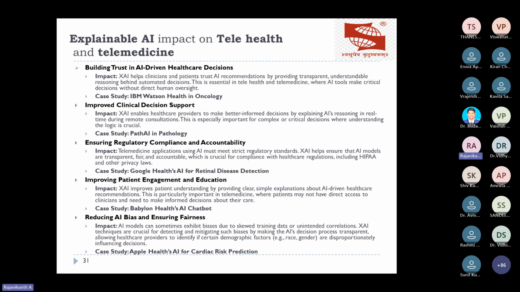So the Google Health AI for retinal disease detection is nothing but eye disease detection. It's a case study that we can see, which is already in place. We can always experience that as well. Then next, I already use this example when I'm talking about use of generative AI, that is the Babylon Health AI chatbot, right? And next we have Apple Health's AI for cardiac risk prediction, which reduces bias and ensures fairness. So these are all the various case studies available to understand the impact of artificial intelligence on telehealth and telemedicine.